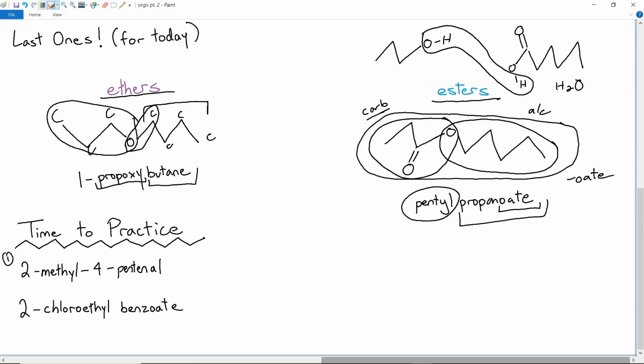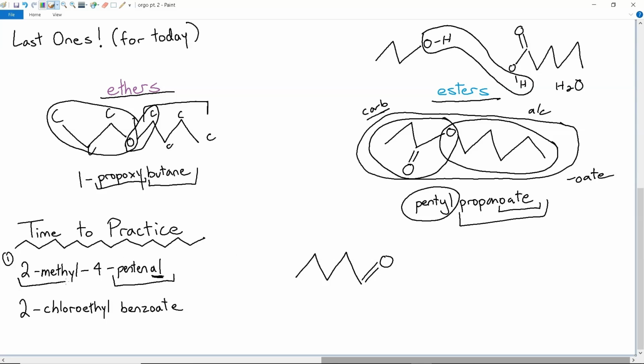The first example here, we have 2-methyl-4-pentenal. And when I'm given the name, I actually want to start at the end of the name, because this is going to tell me, A, what's the main carbon chain, and B, what kind of organic compound we're dealing with. Because I see the AL ending, I know we're dealing with an aldehyde. Therefore, I need to have 5 carbons where I have a double bond in oxygen at the end.